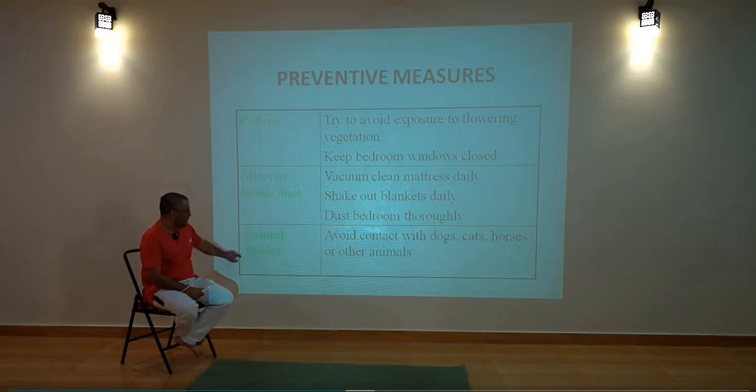So animal dander. Avoid contact with dogs, cats, horses or other animals, because sometimes the hair is falling over there, and that can also cause some allergies. The allergens go through your nose to the lungs, and that can also trigger the asthmatic attack. So move to the next one after this.